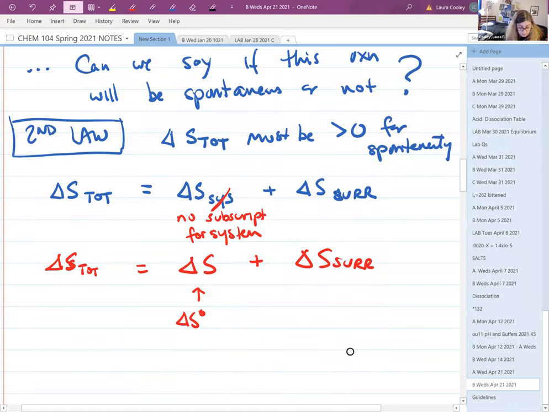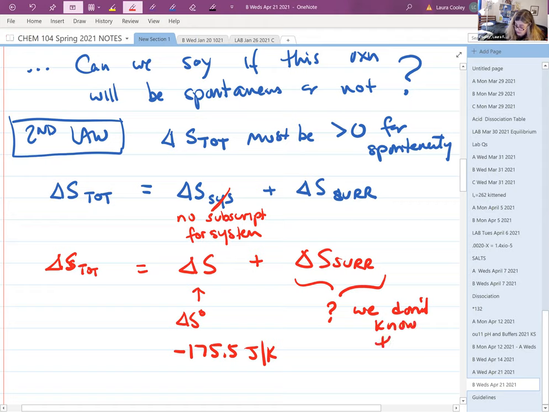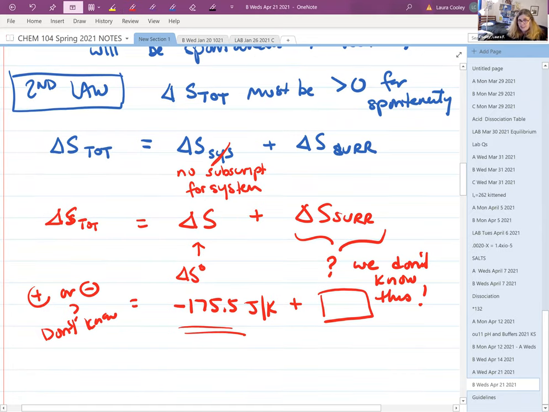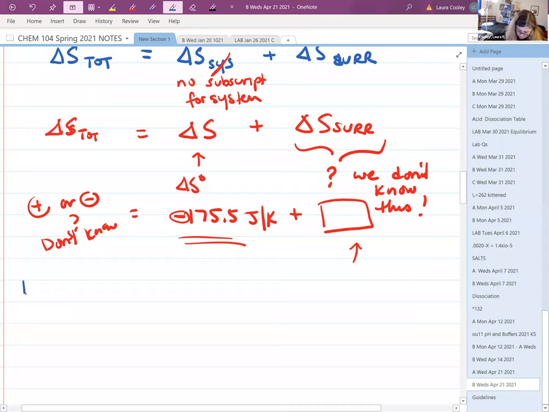So we know that the delta S of the system is negative 175.5, but this we don't know. So we don't know what to add to it, and we don't know whether the overall will be positive or negative. We know that the change in entropy of the system is not helping this thing to be spontaneous because it is negative, but we don't know the magnitude or sign of delta S total at this point in the problem. So the next job here is to try to figure out what delta S surroundings is. Can we come up with a formula for it?